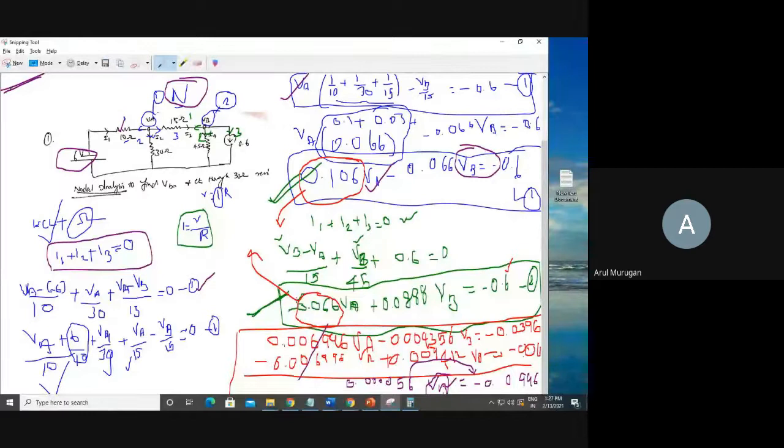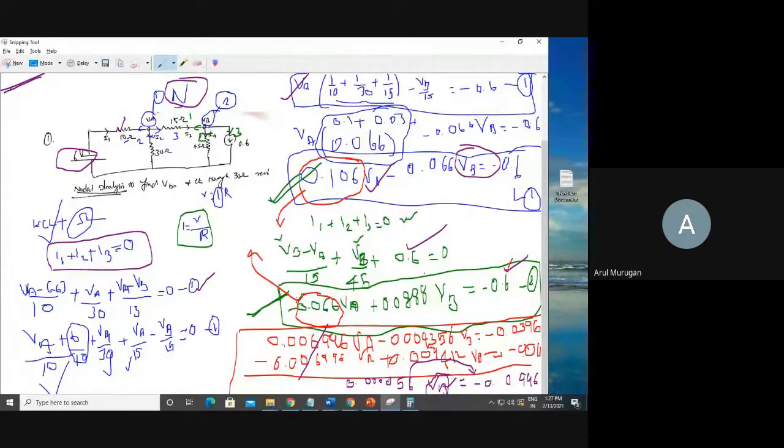So assume the current moves in the outward direction. I have marked it in green color. Then VB minus VA divided by 15, then VB divided by 45, then VB in the same direction, so 0.6. Then I write it as an equation separately, in terms of VA and VB. Then solve equations number 1 and 2.